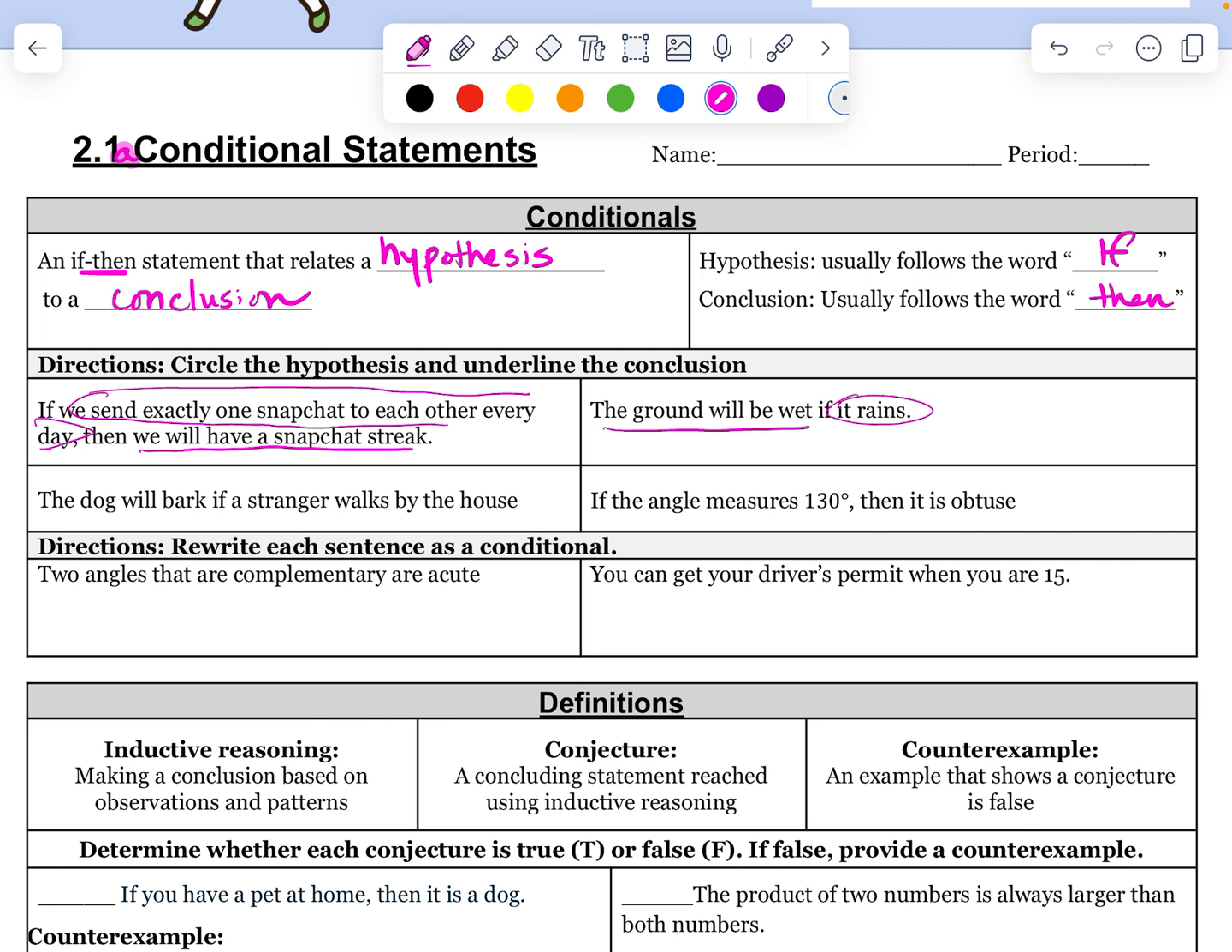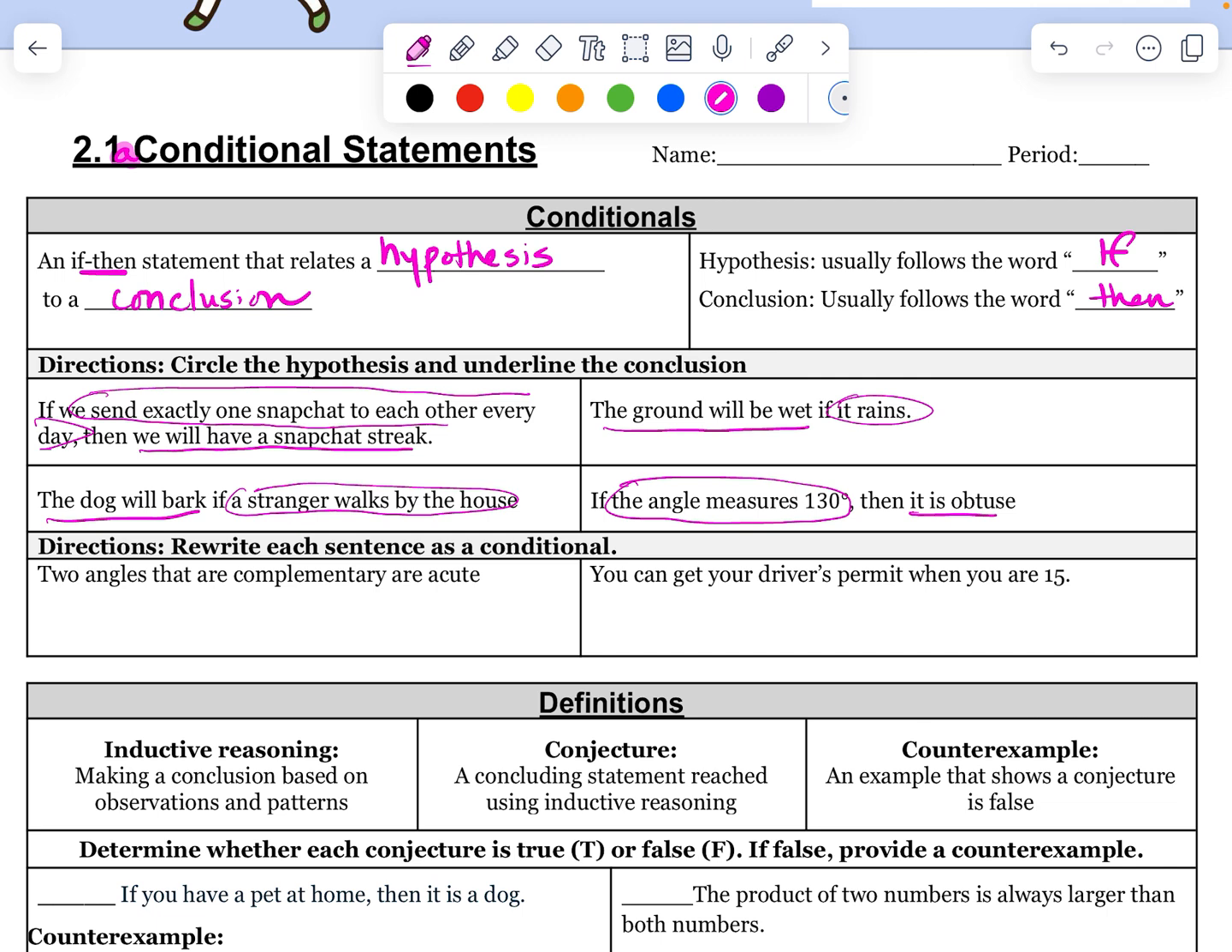The dog will bark if a stranger walks by the house. So if a stranger walks by a house, then the dog will bark. And then if the angle measures 130 degrees, then it is obtuse. So it doesn't matter where it's written for this. Hypothesis and conclusion doesn't matter where it's written. Some of these do matter.